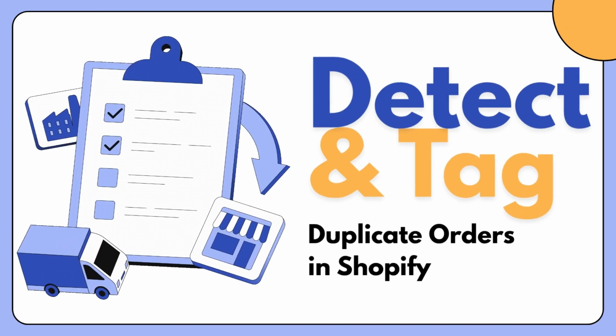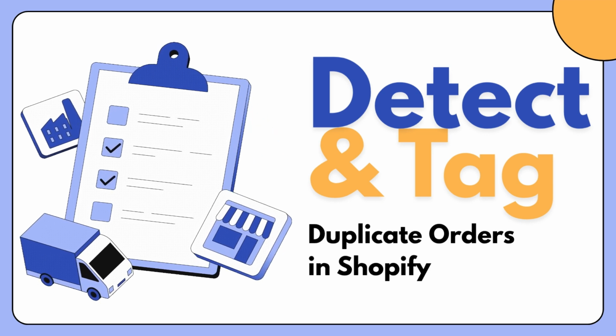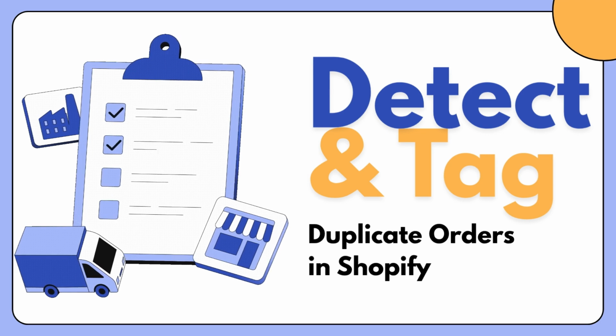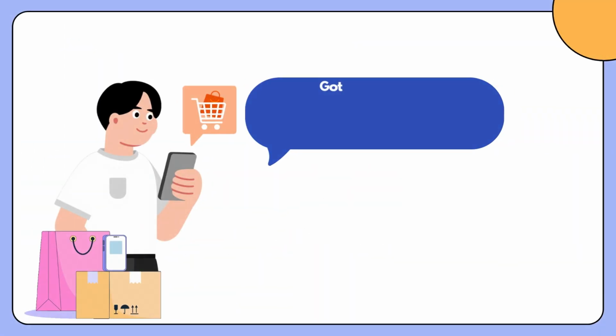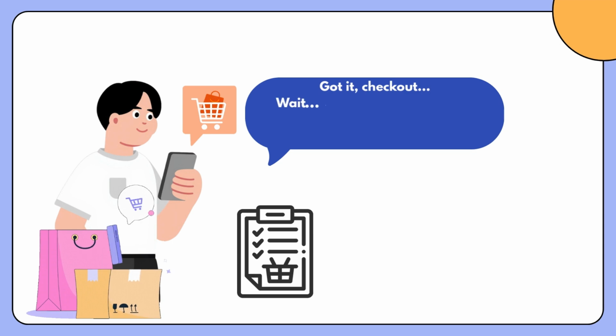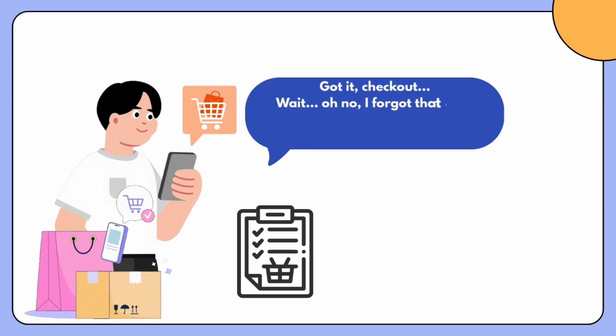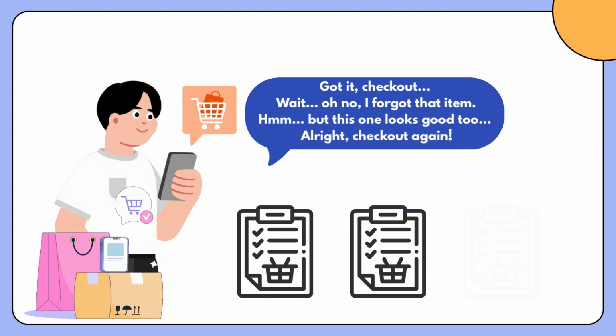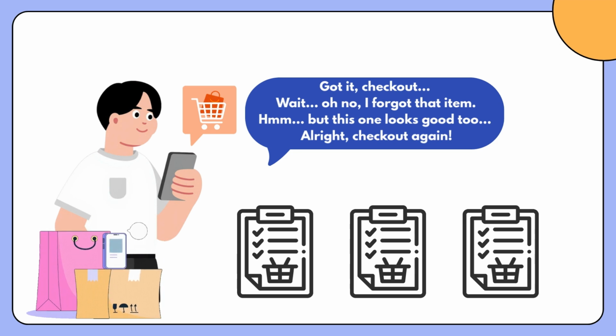Today, we're going to talk about a very common issue in Shopify stores that many merchants don't notice at first, but it quietly increases your costs over time. I'm talking about duplicate or split orders. This usually happens when a customer places an order, then realizes they forgot something and places another one right after. Now you have 2 or even more separate orders going to the exact same address.